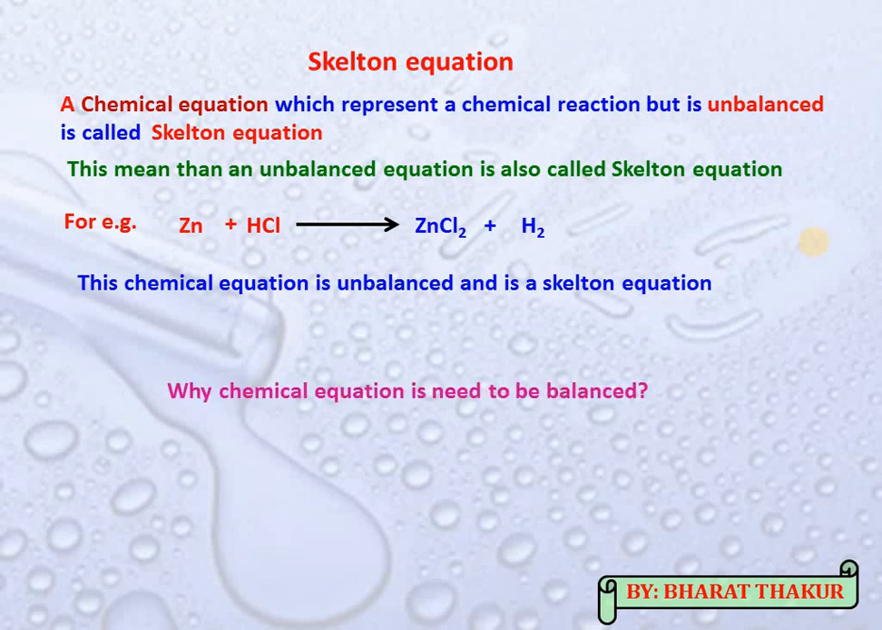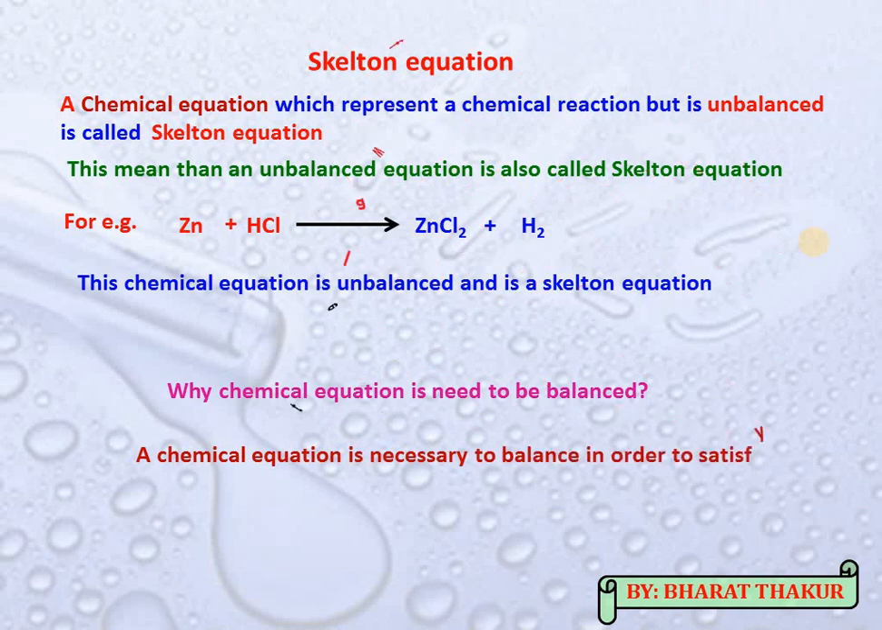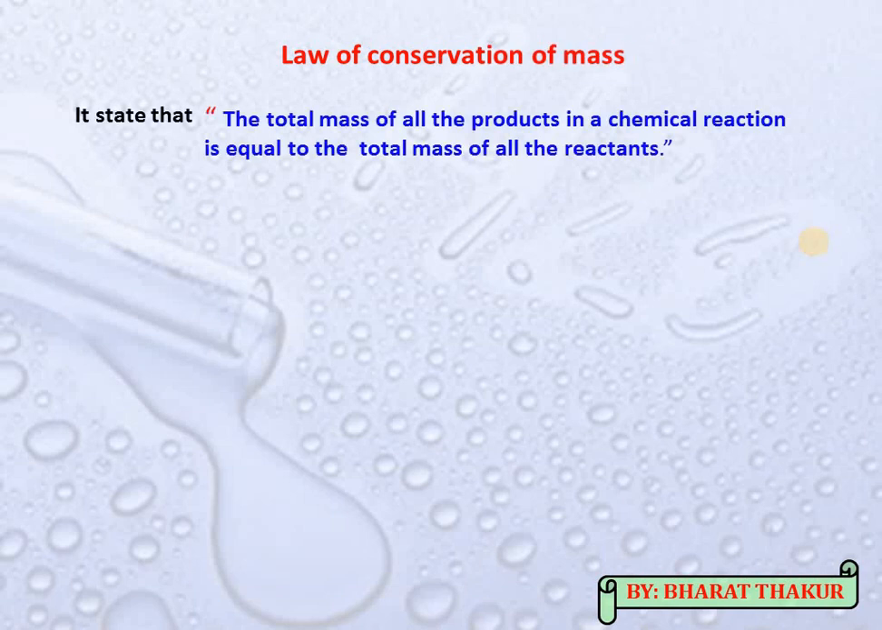Now the question arises in our mind, why does the chemical equation need to be balanced? The answer is that a chemical equation is necessary to balance in order to satisfy the law of conservation of mass. So let's study what the law of conservation of mass is. The law of conservation of mass states that the total mass of all the products formed in a chemical reaction must be equal to the total mass of all the reactants taken. So there should not be loss of mass or gain of mass. That can be possible only when the number of atoms of each element is equal on both sides. So let's understand this by an example.